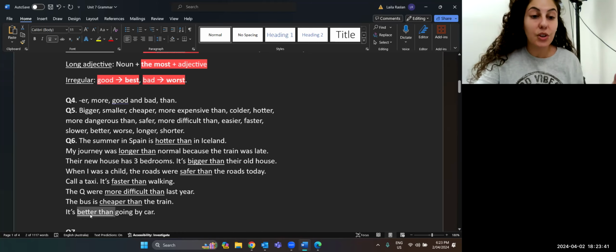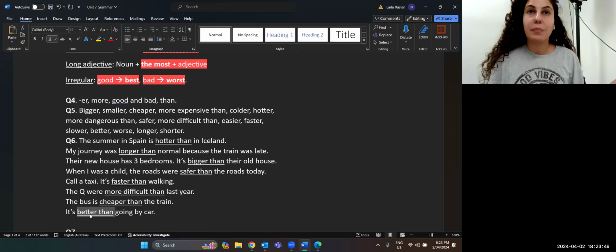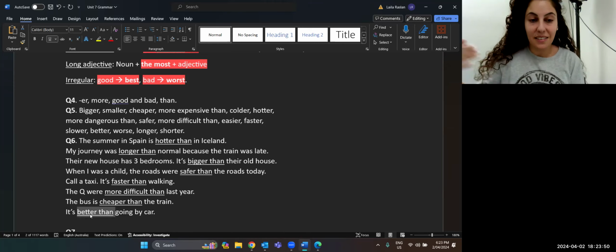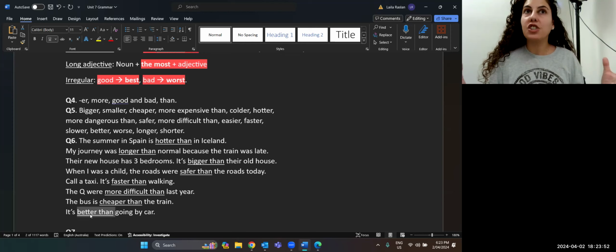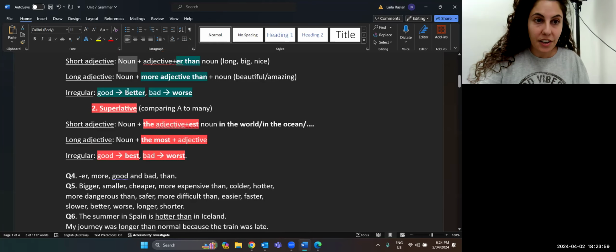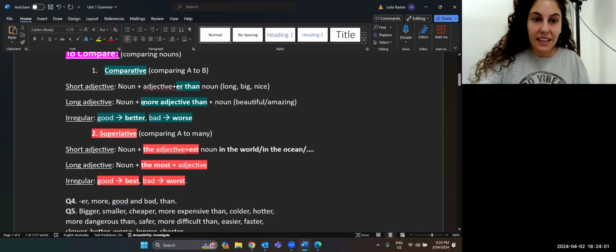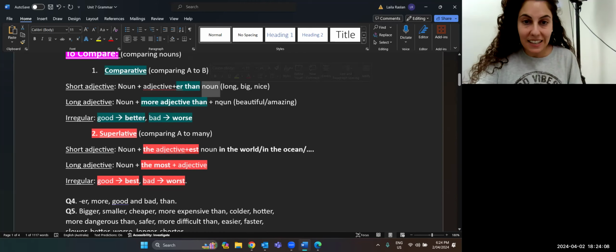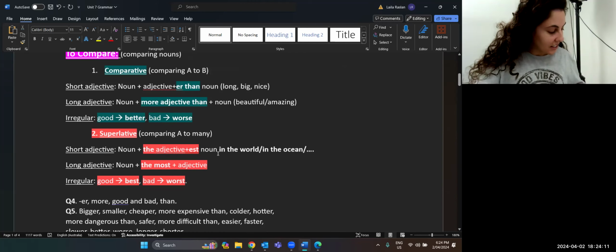But I can't say good when I want to compare. I can say good, yes, the bus is good. But when I want to compare, the bus is better than the car. So I need to make sure I'm saying both the nouns. The noun goes in the beginning. Remember, the noun first, and then the adjective. If it's a short or long adjective, we need to follow the rule, and then the second noun. So that's how you make a sentence.